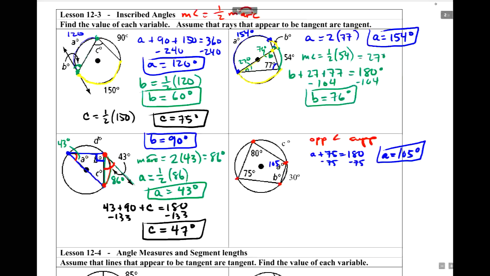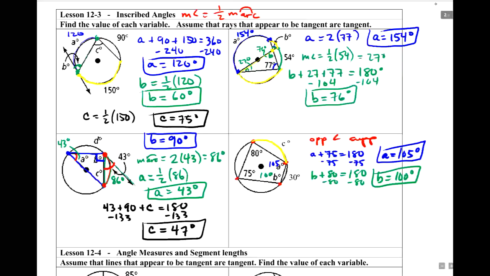B is going to be the same thing. B plus 80 equals 180. Subtract 80 from both sides. B is 100 degrees. Those were easy. Now, how am I going to find the measure of C? That's this arc right here.